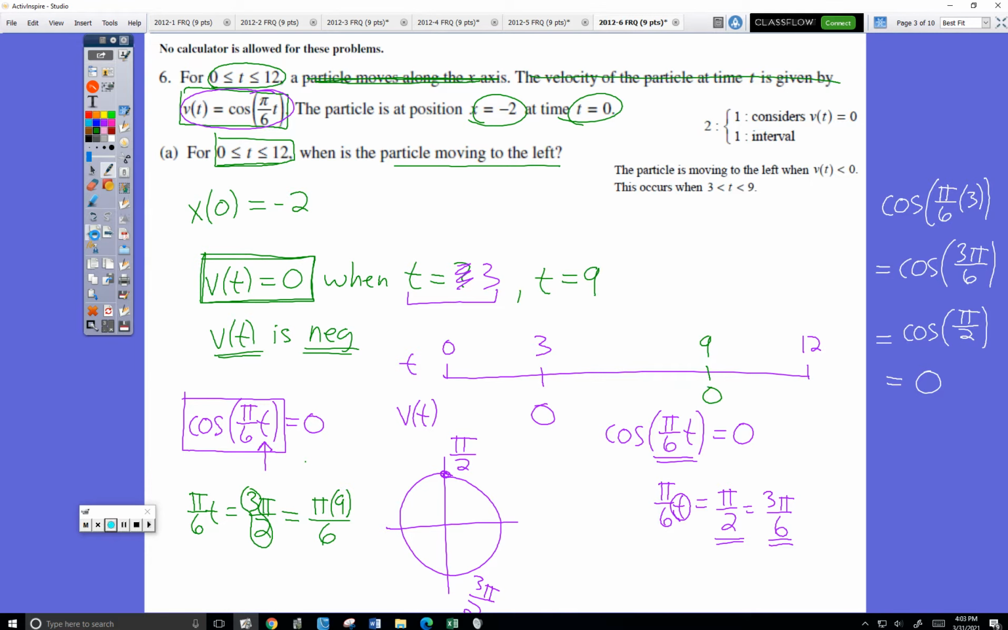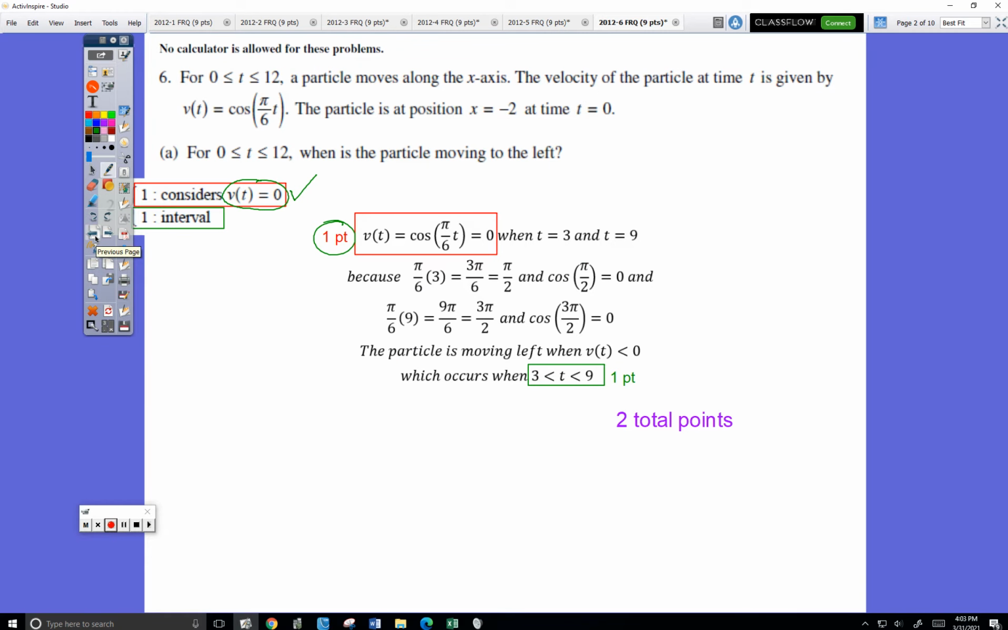Okay, so the way this was scored is I got 1 point for just telling the grader I'm going to look for when velocity is 0. Have to do that so I can get a sign chart of velocity. Then I've got to figure out the interval. So this work here is what I just showed you. Now I have to do a sign chart to finish the process. So we've got 0 and 12, those are times. We've got 3 and 9, those are also times. We've got to test the velocity at the times that are in between the times when the velocity is 0.